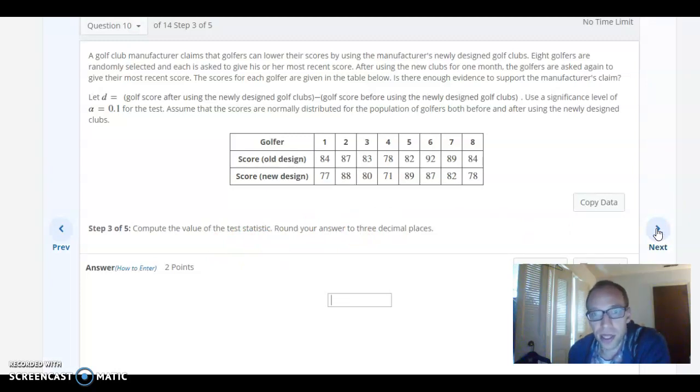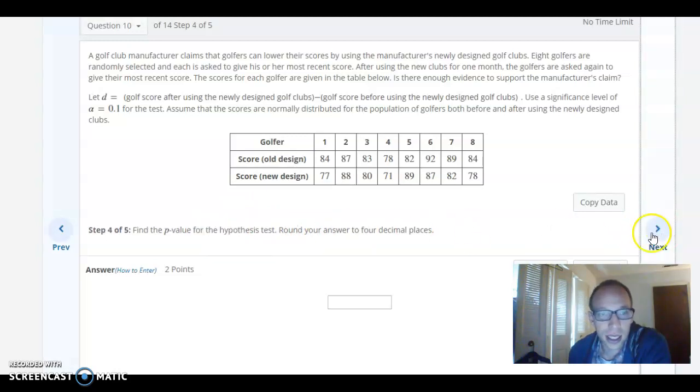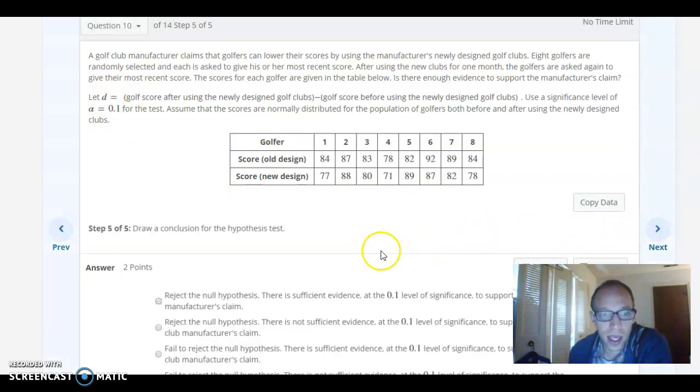The test statistic, same thing. We could do a one sample t-test in order to get that t-test statistic. P-value would be a one sample t-test and looking for the p-value there. Do notice that it's a one-tailed test. It's a left-tailed test like we set up in step 1 with an alpha of 0.1. And we would either reject if there was sufficient evidence, in other words, if the p-value was below 0.10, or we would fail to reject if our p-value was above 0.10.